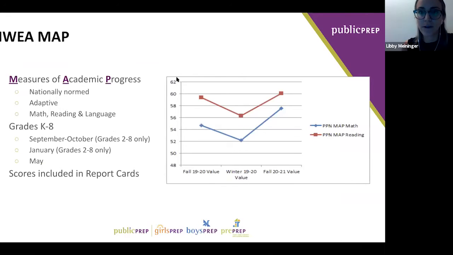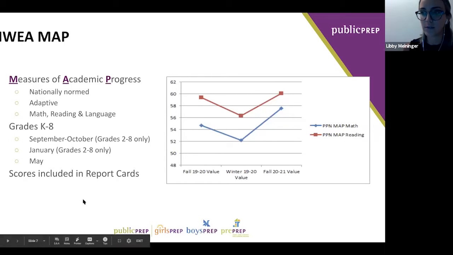Okay, so now that we know a little bit about the purpose of assessments at Public Prep, we're going to talk through some of the core assessments that we use, and we'll start with the MAP, which I'm sure many of you have heard about. MAP is the computer-based assessment that can be used for grades K to 8, and we at Public Prep take it 3 times a year, in the fall, winter, and spring. This fall, grades 2 to 8 took the MAP test, and we're preparing for our winter session, which is coming up in January. And then there'll be one final test in the spring.